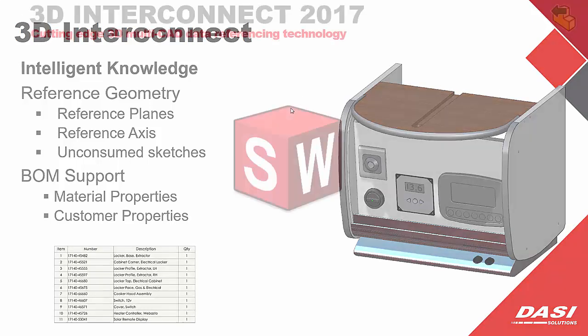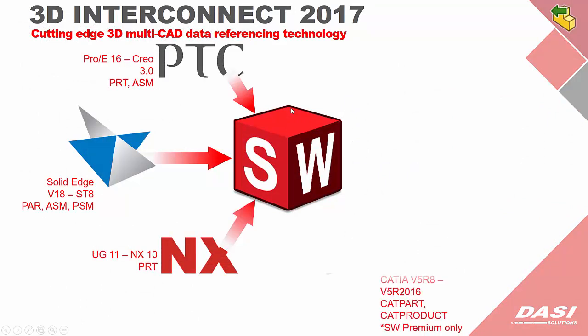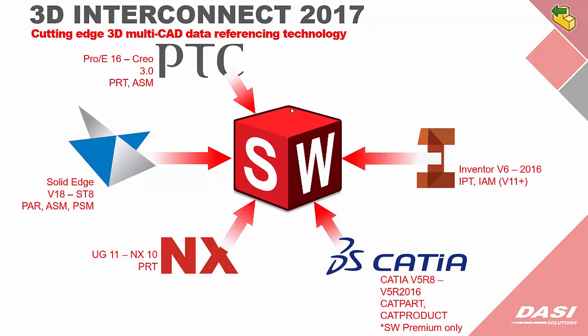The file formats that are currently supported by 3D Interconnect include PTC Creo, Autodesk Inventor, Siemens Solid Edge and NX, CATIA V5, and neutral file formats such as STEP, IGES, and ASCII. Common use cases for 3D Interconnect are anywhere there's a mixed CAD environment.